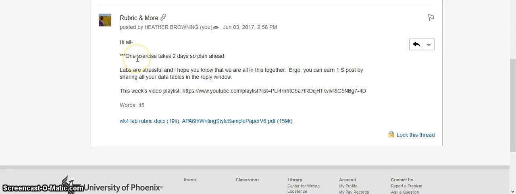Okay, so just be warned that one exercise does take 2 days. It's exercise 1, and it helps if I have the right thing open. And there are going to be 3 exercises in here. As always, if you post your tables, and there are tables for each exercise, you'll get 1 as post. So just put them all in the reply window. Okay, let's go open the rubric.